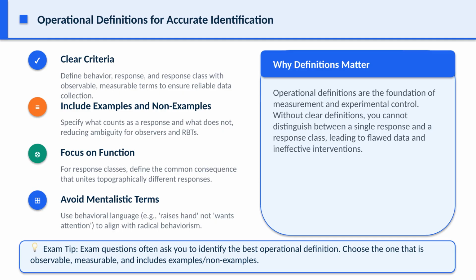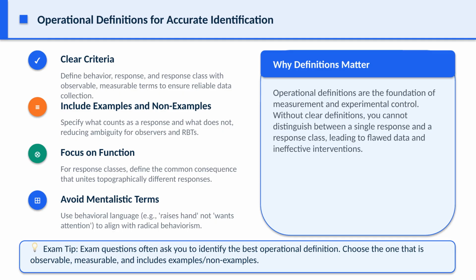For response classes, the focus shifts to function. Topographically different responses, e.g., tapping a peer, calling out, are united by the same maintaining consequence, such as teacher attention. Avoid mentalistic terms like "wants attention," because radical behaviorism requires language tied directly to environmental events.